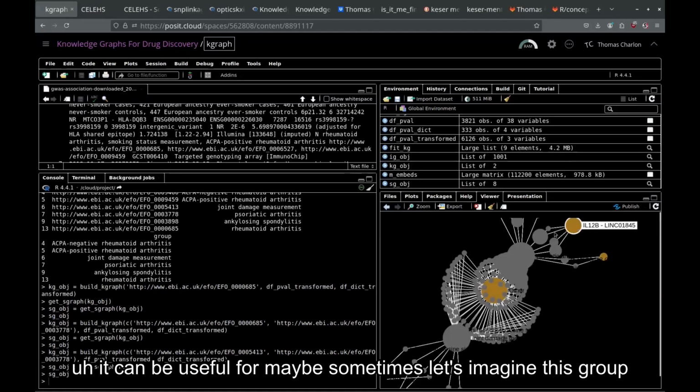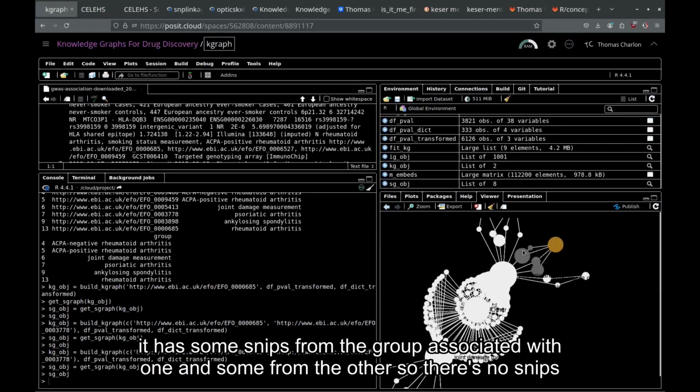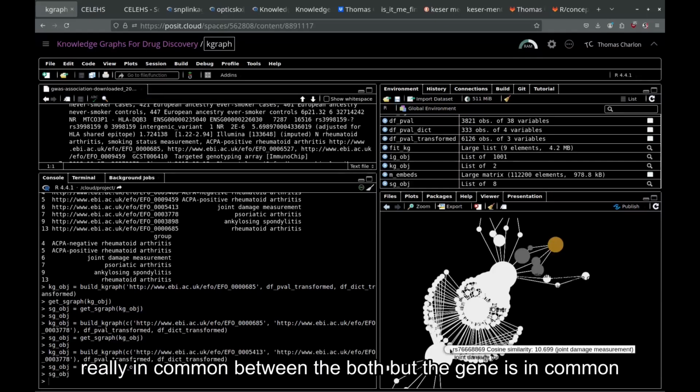It can be useful for maybe sometimes, let's imagine this group, it has some SNPs from the group associated with one and some from the other. So there's no SNPs really in common between the both, but the gene is in common.